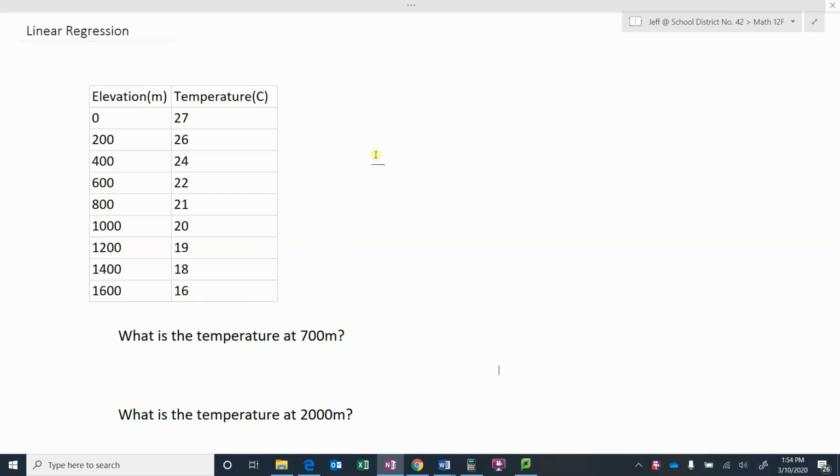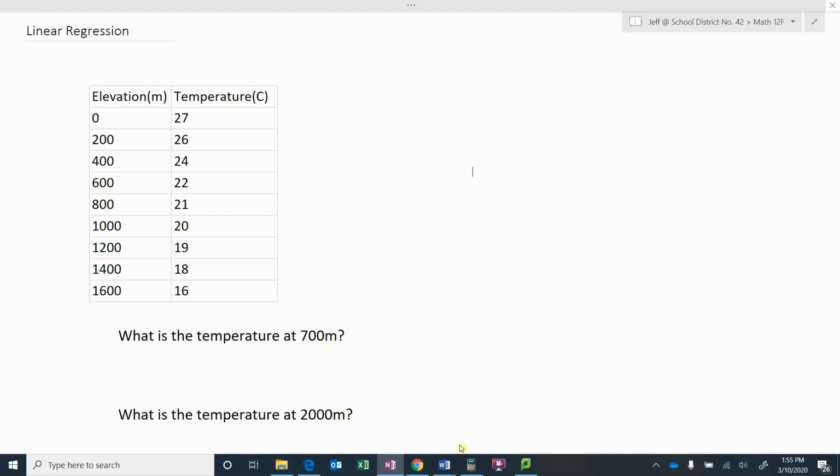So in this situation, we've got some elevation above sea level and air temperature outside. You can see at sea level the air temperature is 27, and as we start going up in elevation, the temperature starts to drop. And it looks like it's dropping more or less in a linear form. So we're going to plot these points and see what that data looks like. And a little later on, we're going to answer some questions about temperatures at different elevations. This elevation falls somewhere in our data, and this elevation is outside of the data we're given. So let's plot these points.